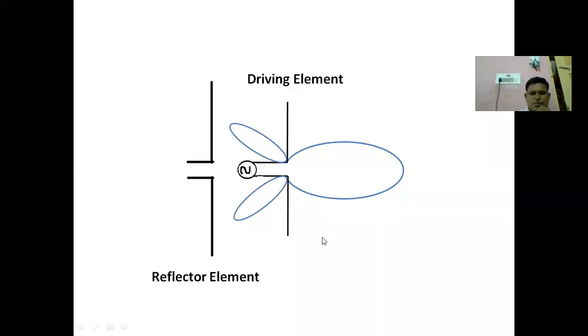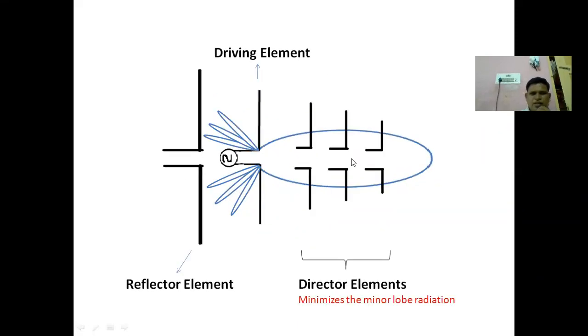Suppose you place one or more directors here. If you place director elements, we can further increase the directivity of this main lobe, and we can minimize the power in the back lobes or minor lobes.